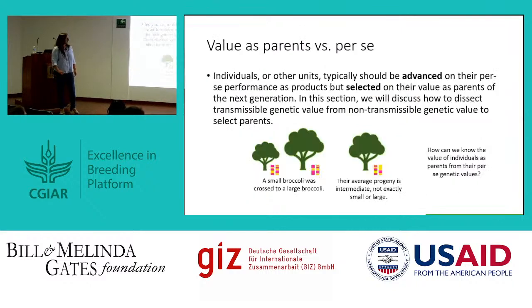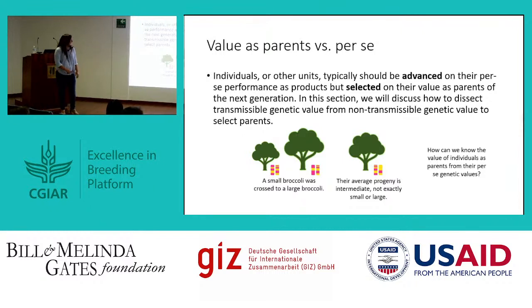So the reason I'm putting emphasis on individuals having these different values as parents compared to their per se value is that basically parents can't transmit their full genotype to their progeny, so they don't transmit the phenotype. So we need to start thinking about how to get stuff from the parents we want into the progeny. Maybe you all have the same issue with your own children and getting them to behave or something like that.